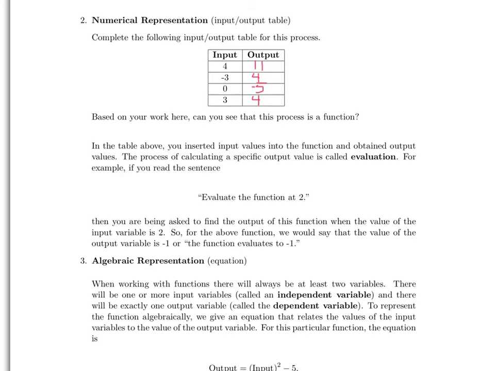Well, let's think about it. If you took 2 and you squared it, you would get 4. If you subtract 5 from the 4, you get -1. So the output is -1. We would say the function evaluates to -1. So this is the numerical representation of a function.